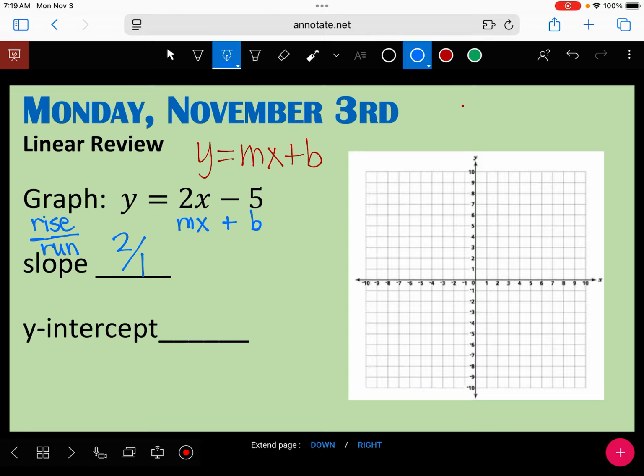So it's telling you how many hops up and how many hops to the right. Okay. The y-intercept, b, stands for where you start. This is where you start on the y-axis. You always start on the y-axis. So Javion, what's that number?